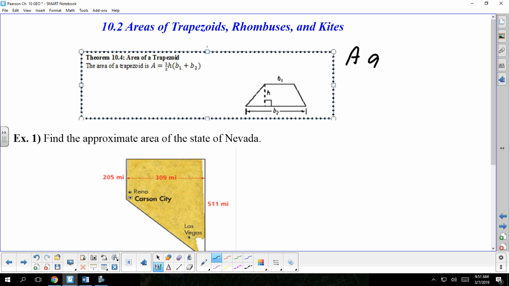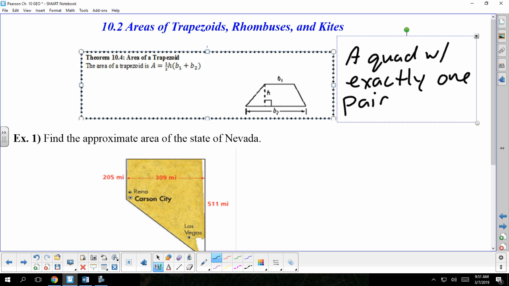a quadrilateral with exactly one pair of parallel sides. So the formula for the area of a trapezoid is 1/2 the height times the sum of the two bases, base 1 plus base 2.